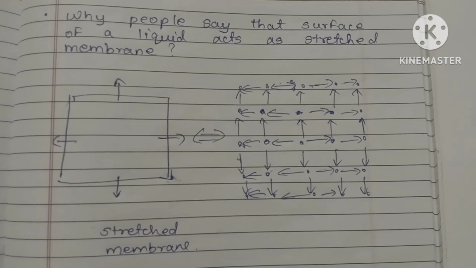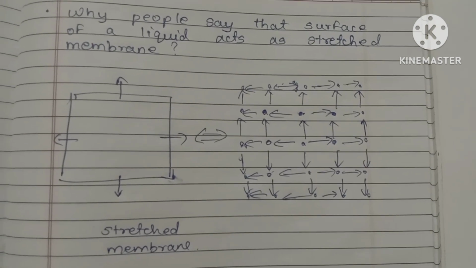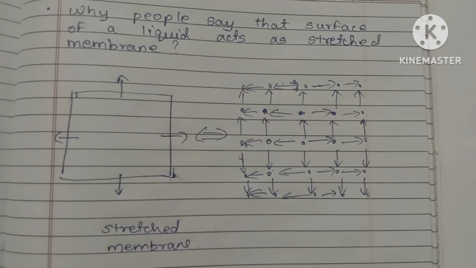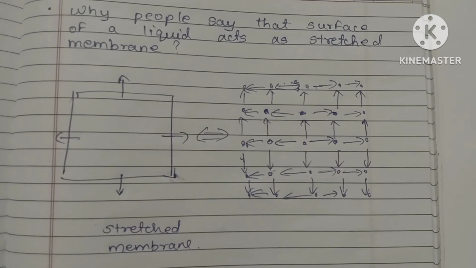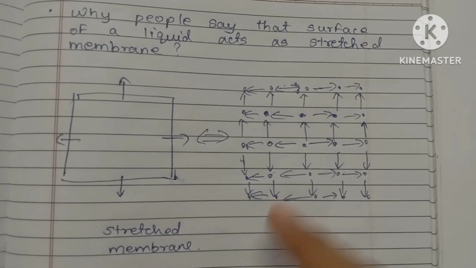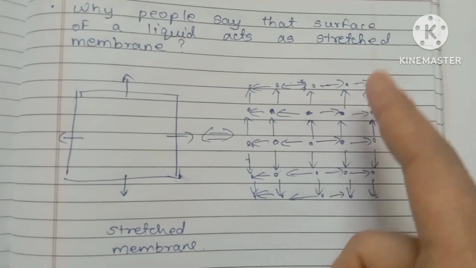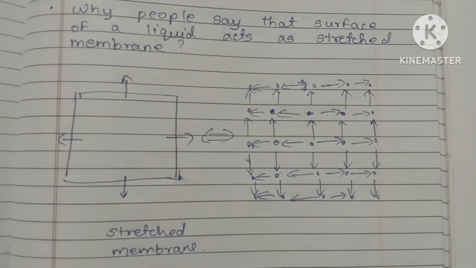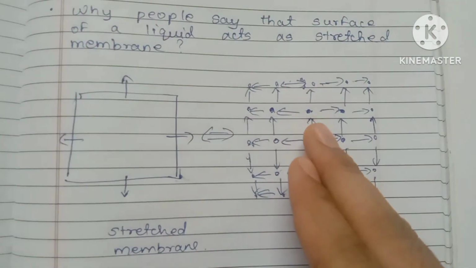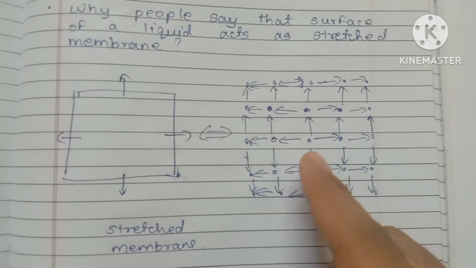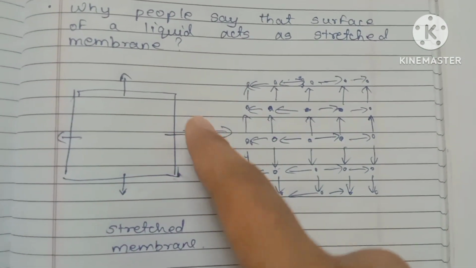So you may have seen in many books that it is written that the surface of liquid acts as a stretched membrane, and this is also because of surface tension. But how does it act as a stretched membrane because of surface tension? So here we have molecules of a liquid present on surface. These molecules exert a cohesive force, that is the force of surface tension, from all sides on each other. So it is similar to stretching a membrane like this.